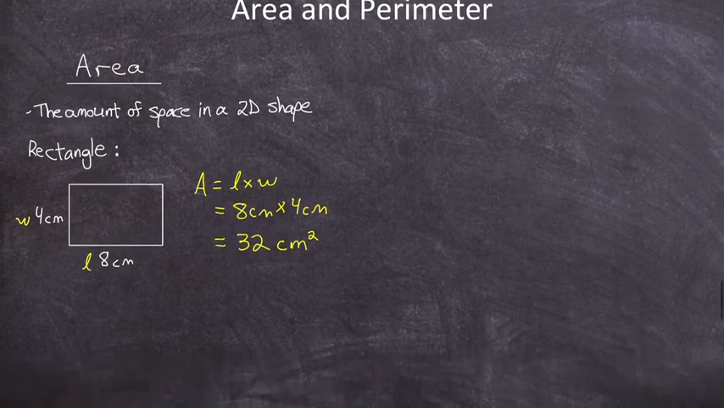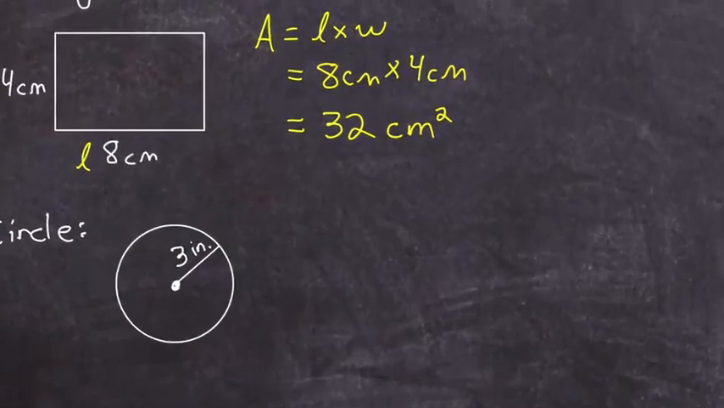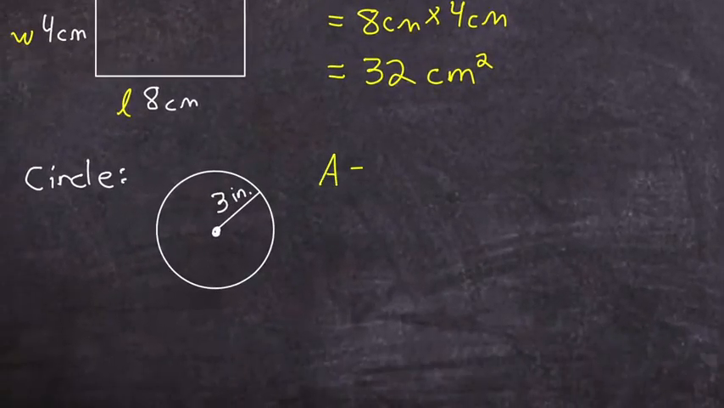And another common shape that you should definitely know how to find the area of is a circle. If I zoom in on this circle, to find the area of any circle, you just do pi times the radius squared. Well, the radius is just the distance from the center to the edge of the circle. And I can see in the diagram that my radius is 3 inches.